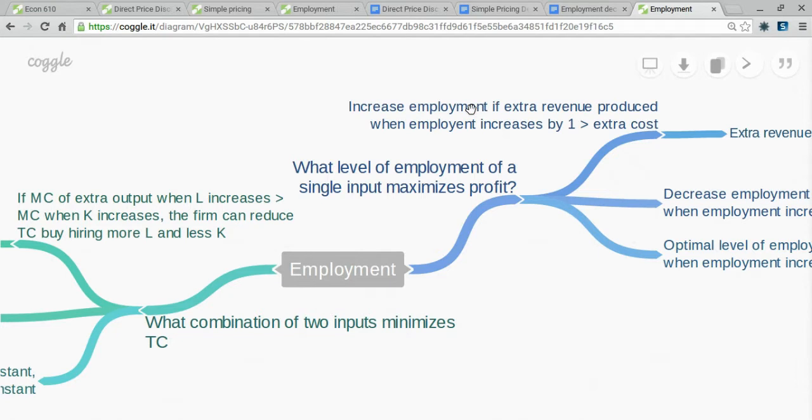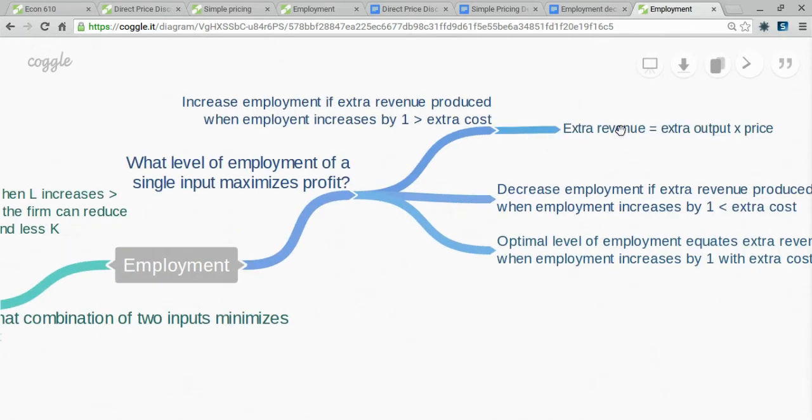You want to increase employment if the extra revenue produced when employment increases by 1 is greater than the extra cost. If I get more revenue when I increase employment of this variable input by 1 than the extra cost incurred, profit will rise as employment increases.